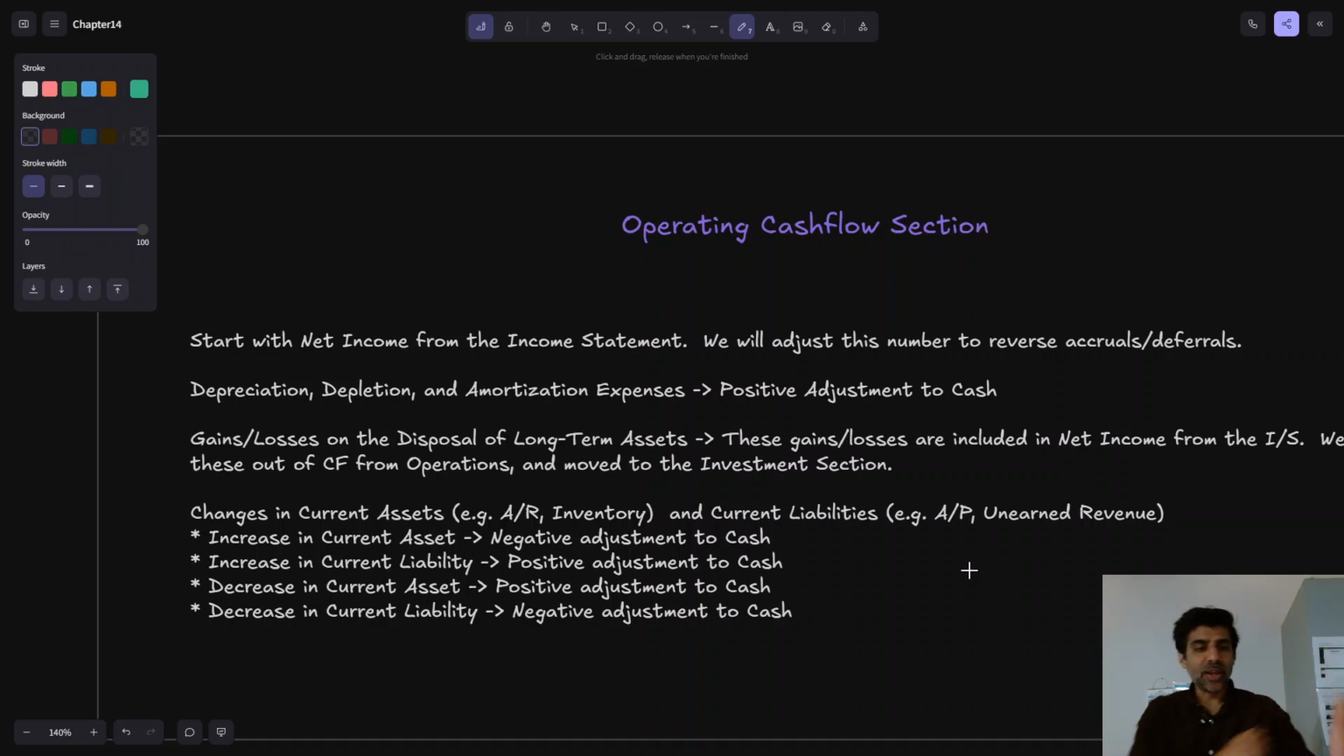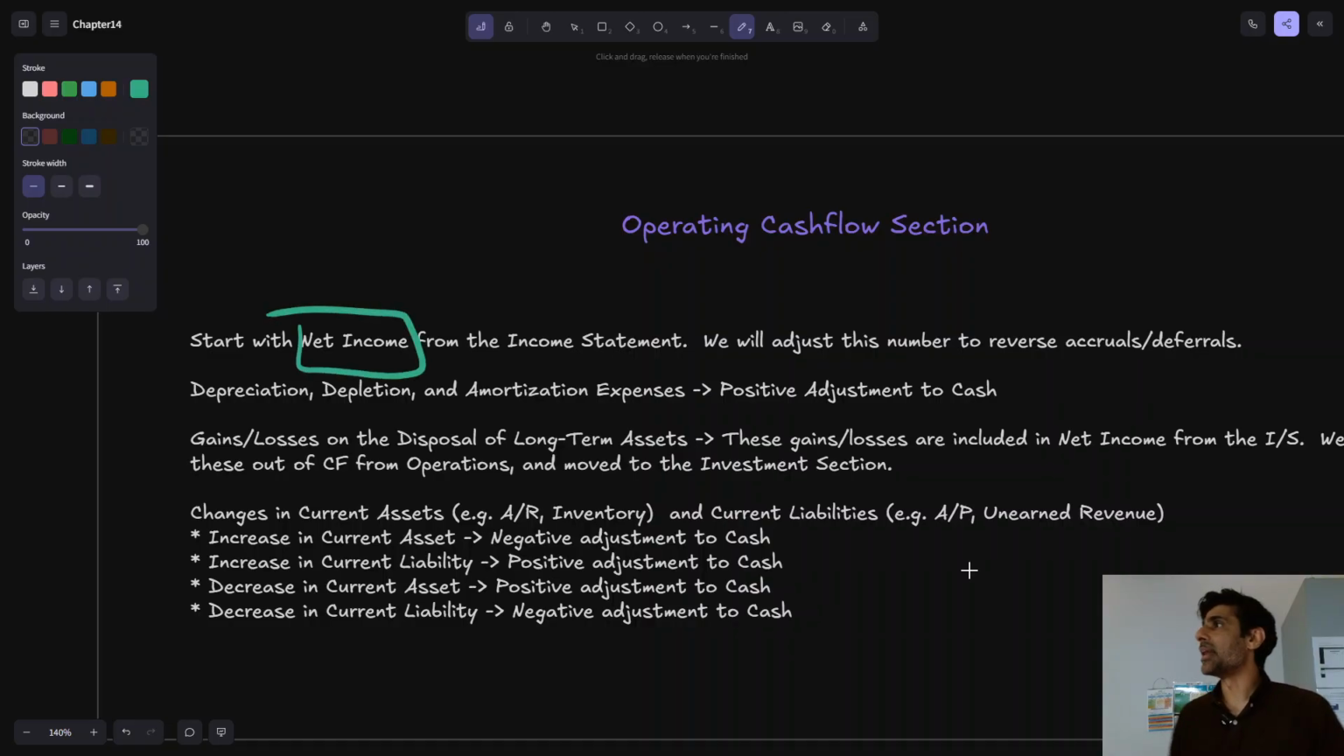But basically, with the indirect method, we're going to start as a starting point with the net income. Okay. The net income is coming from the income statement. So we're going to have our income statement. We have that net income number, but we know that there are going to be non-cash things baked into the net income. So what we're going to do is start with the net income and do a bunch of adjustments to it to suss out how much cash was actually transacted.